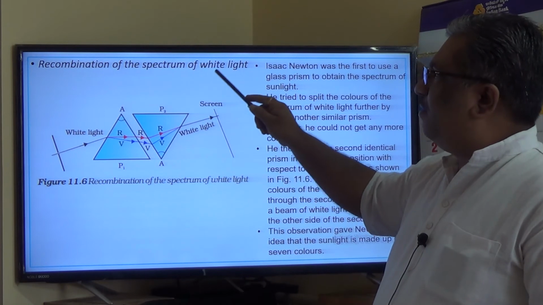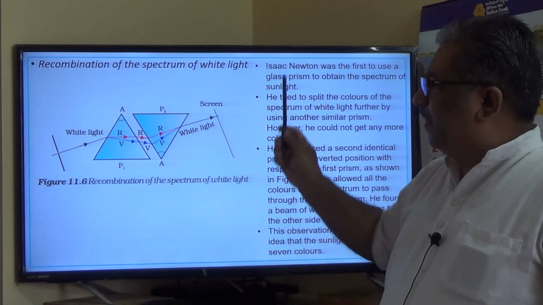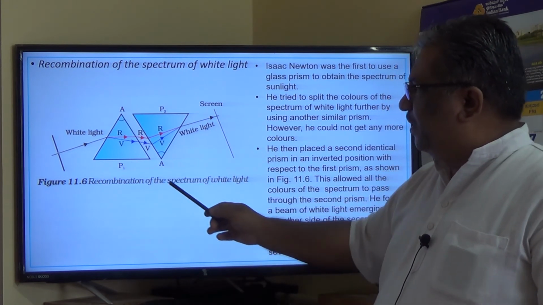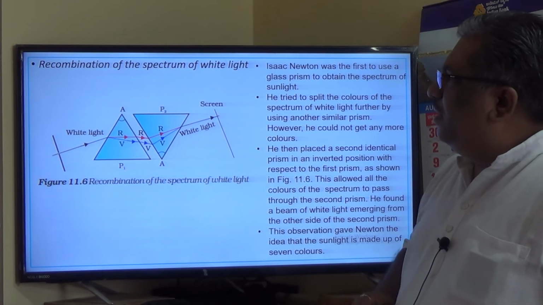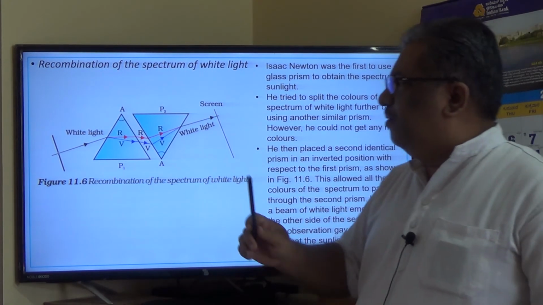Recombination of spectrum of white light. Here, the title of the diagram is recombination of spectrum of white light. Newton performed this experiment. What did he do?